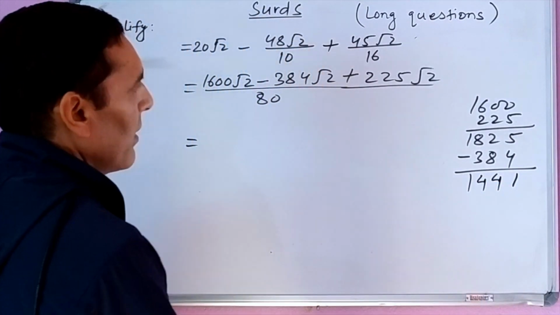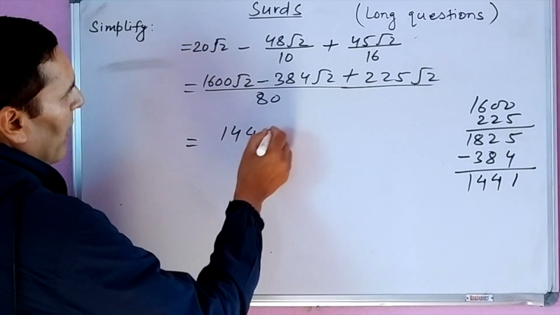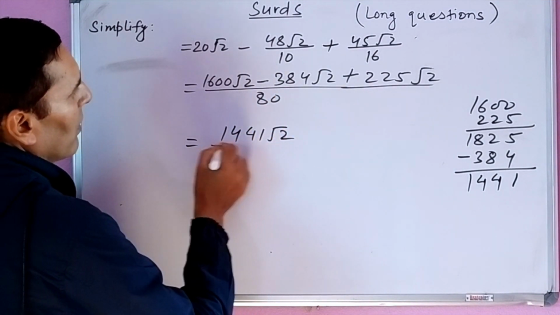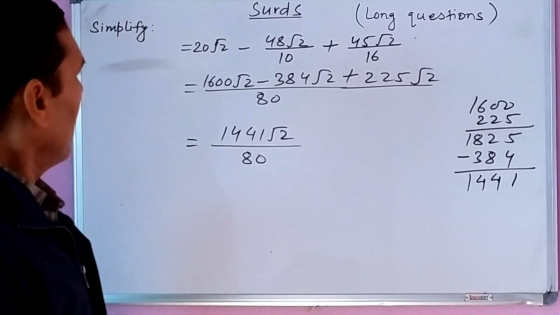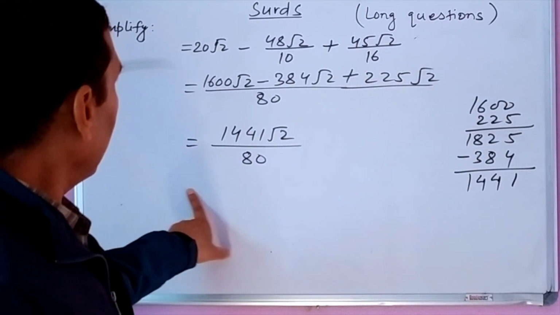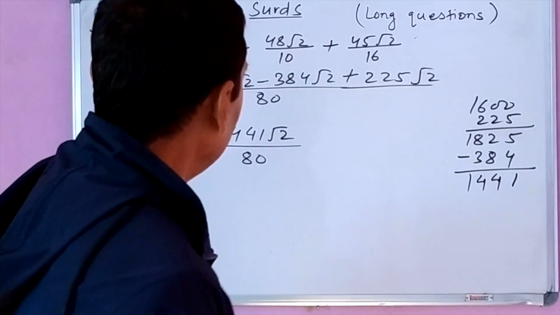So 1441 root 2 upon 80. Is further simplification possible? In 1441, we cannot take anything common here. So this is the answer. Leave this as it is.